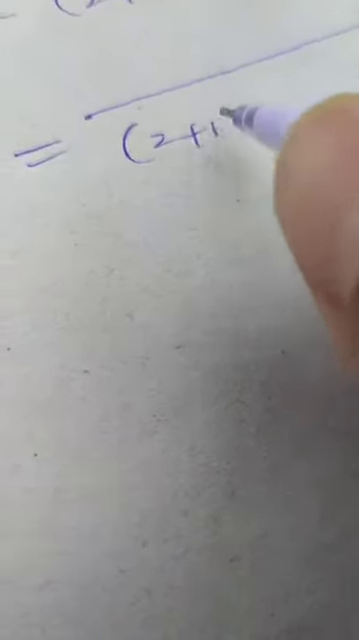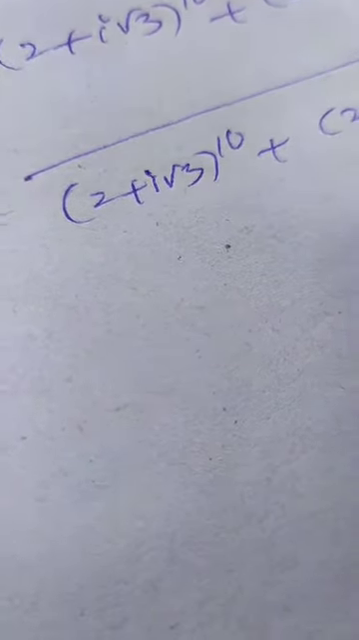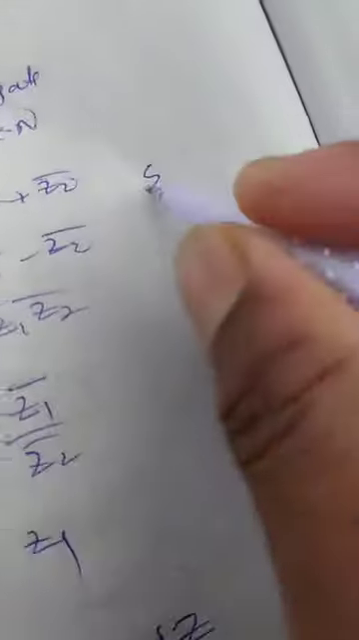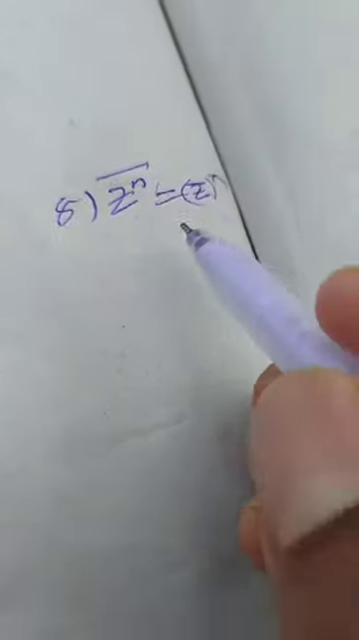So I am applying bar, Z bar. So Z bar is the bar of (2 plus i root 3) whole power 10 plus (2 minus i root 3) whole power 10. One more property we didn't write here, I am including it. Take the property: Z to the n whole bar equal to Z bar whole power n. You can use this property here.